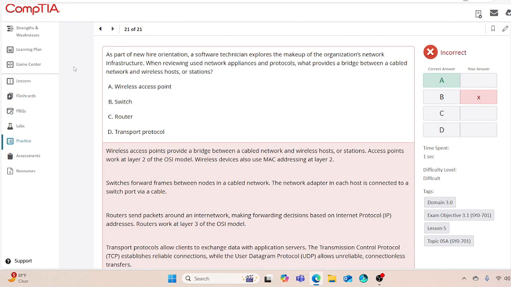As part of new hire orientation, a software technician explores the makeup of the organization's network infrastructure. When reviewing used network applications and protocols, what provides a bridge between a cabled network and wireless host or stations? Wireless access point. Wireless access points provide a bridge between a cabled network and wireless host or stations. Access points work at layer 2 of the OSI model. Wireless devices also use MAC addresses at layer 2.